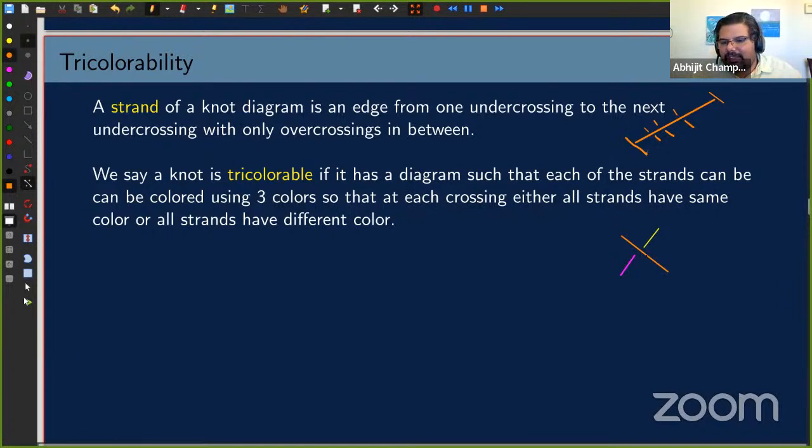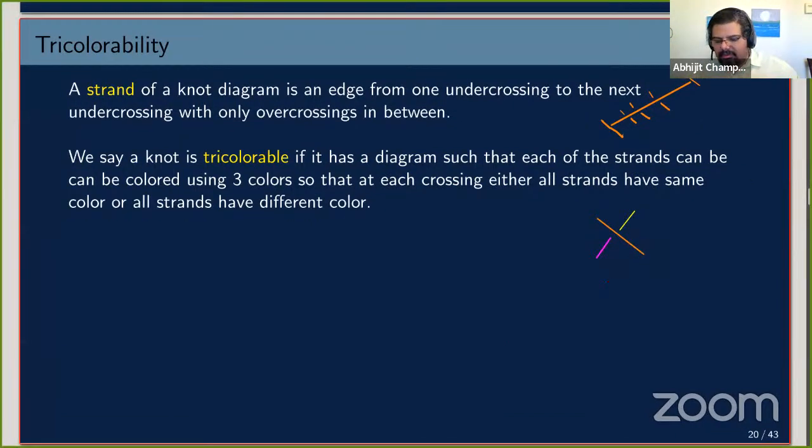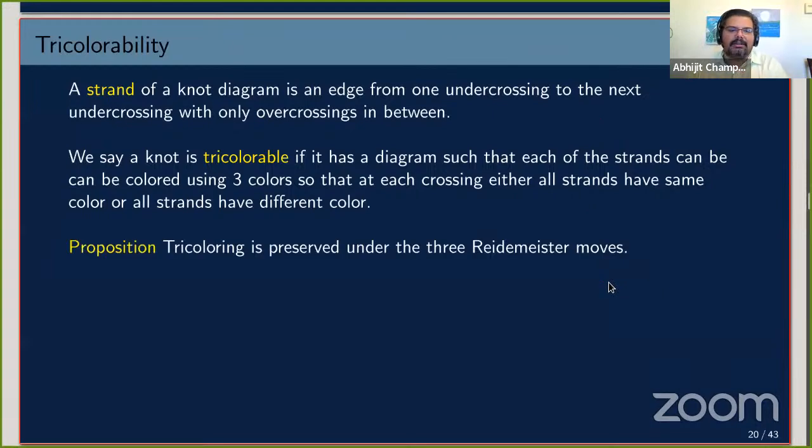So that is, at every crossing you either have all three colors, or it's monochromatic, meaning that all of them have the same color. And it's a nice exercise to show that tricoloring is preserved under the three Reidemeister moves.